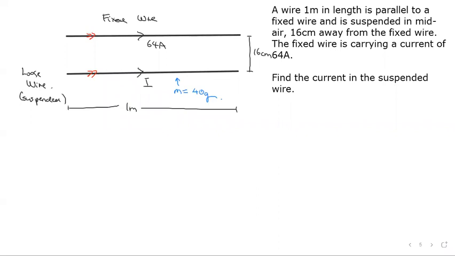We now take a look at this question. So this question basically has two wires. One wire is fixed. So think of it like it's on the wall with support. One wire is not. This wire is loose. Now, there's current flowing through these wires. The loose wire is below the fixed wire, and it's levitating, basically. It's suspended in midair, 16 centimeters away from the fixed wire, which is carrying 64 amps. Now, we know the length is 1 meter, and the mass of this wire is 40 grams. And we're asked to calculate the current in the suspended wire.